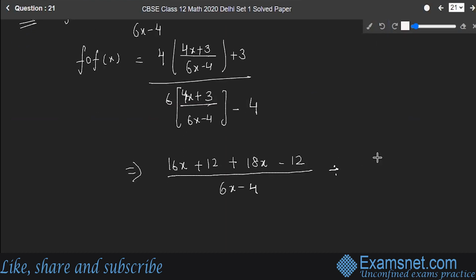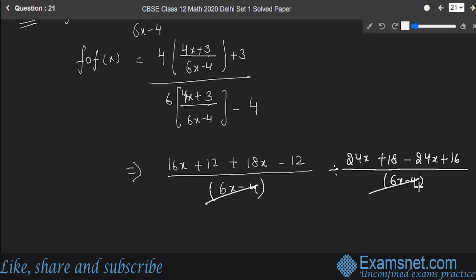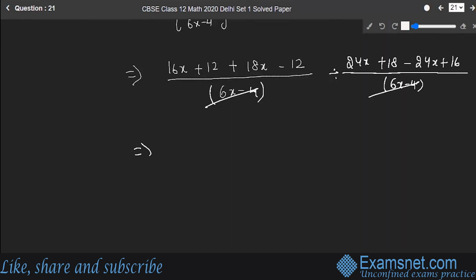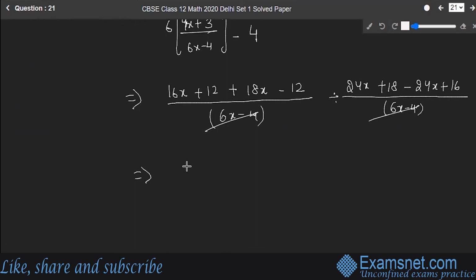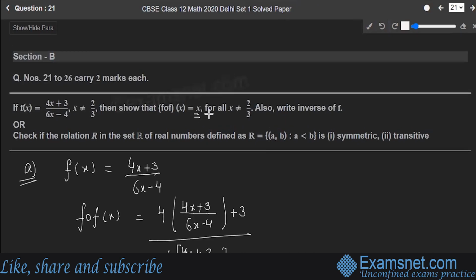This is divided by, now again here you will have (24x + 18) minus (24x + 16) whole divided by 6x minus 4. Okay, during the division, these two denominators will get cancelled out. And what you'll be left with will be 16x, not 16 actually, I'll add them. So 16x plus 18x, this is equal to 34x upon, this will cancel out, and 18 plus 16, again, this will be 34. So this is equal to x. Okay, this is the value, this is equal to x.